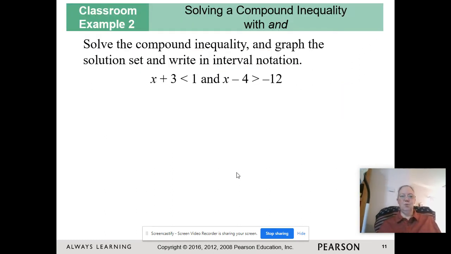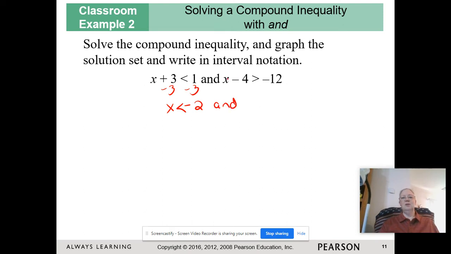All right, so if I have x plus 3 is less than 1 and x minus 4 is greater than negative 12, I'm going to solve this one. I'm going to solve this one. I'm going to graph this one. And I'm going to graph this one. It's easiest to figure out the intersection by looking at the graphs, multiple graphs. So first thing we're going to do is solve this one over here. We're going to subtract 3. We have x is less than negative 2.